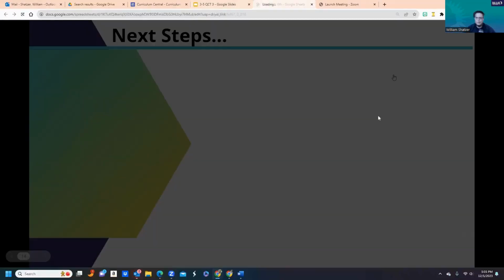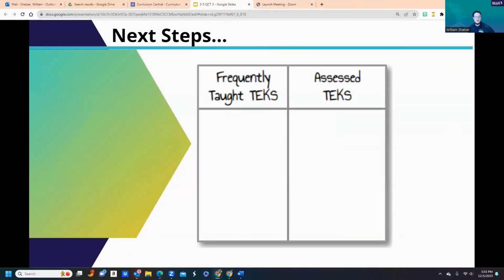Now, the next steps that we're going to get into. Previously, in our quarterly content trainings, we talked about how we can do some backwards planning to help us do some unit internalization. By that, we looked at our assessed TEKS and compared them to the frequently taught TEKS within that unit. You've probably seen this T-chart before. This is where we would look at all the TEKS on the end of unit assessment, then go back and compare that to all the TEKS taught within the lessons in that unit.